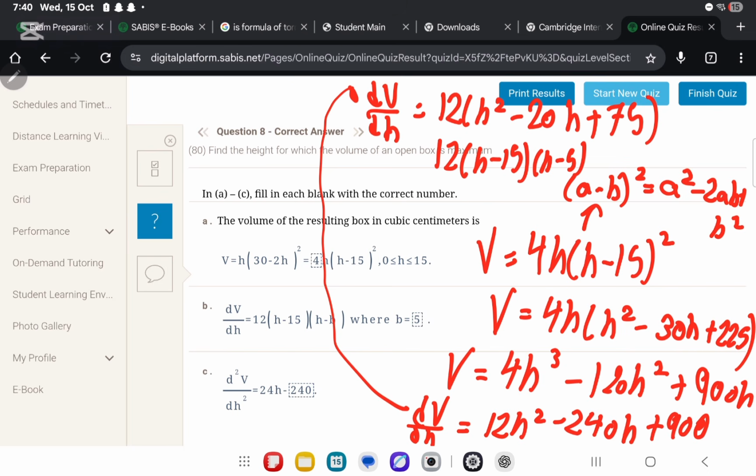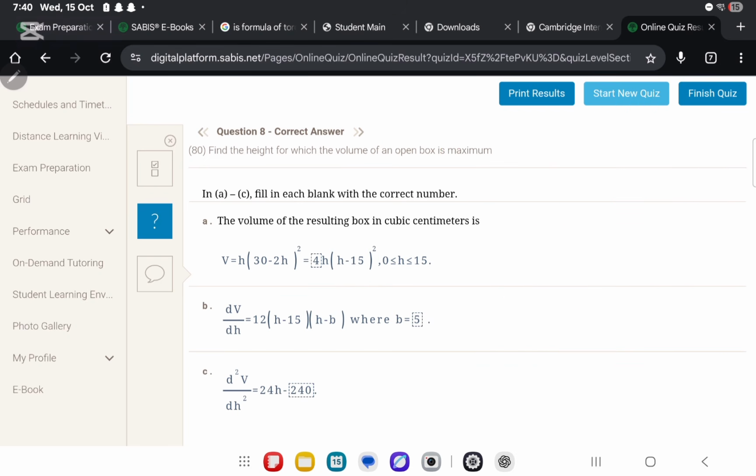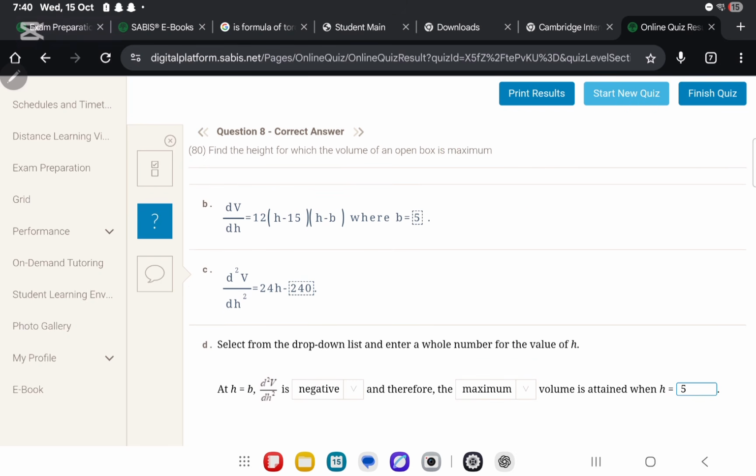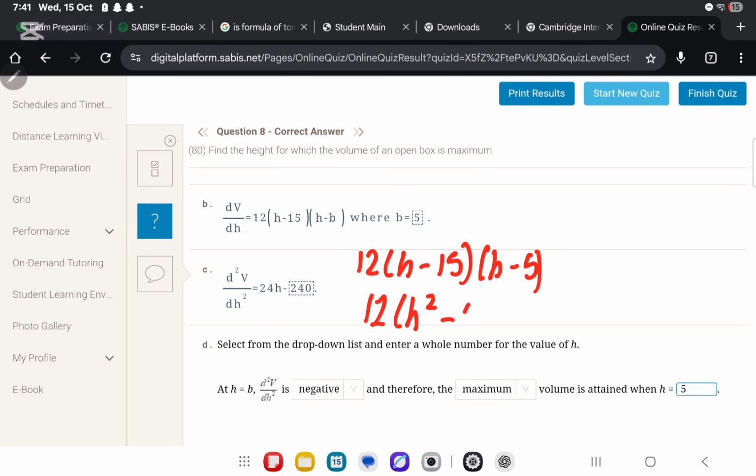Okay, now if you notice, that matches exactly what our form is, right? 12 into h minus 15 into h minus b. So what is b? B is 5. Okay, never mind, they took you straight to the second derivative. So the second derivative is just going to be very easy. So it was what? 12 into h minus 15 into h minus 5. It was 12 into h squared minus 20h plus 75, right? So I'm just reversing pretty much everything I did, because it's going to be way easier for me to find the second derivative.